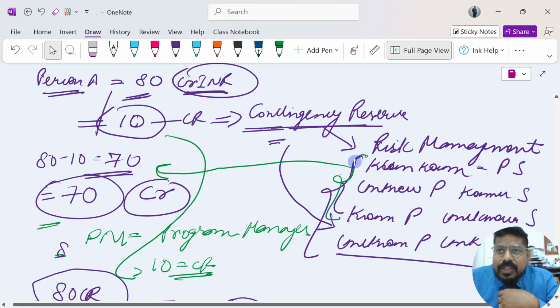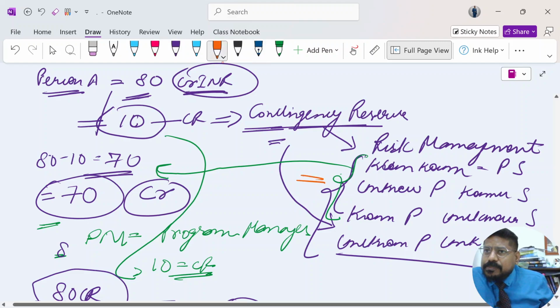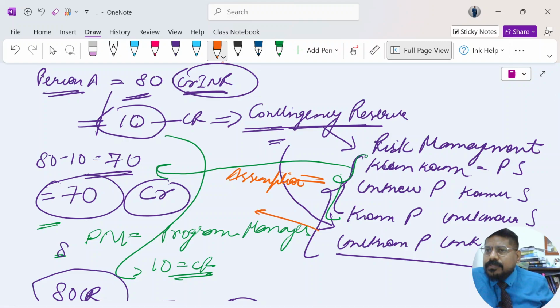Management reserve, contingency reserve are majorly secured for risk, and out of those risks, majorly for the assumption list. If you see, I'll just mark it. Assumptions, you assume that everything should be fine, and this which is rare of the rare scenario, which is unknown problem and unknown solution, like a pandemic.